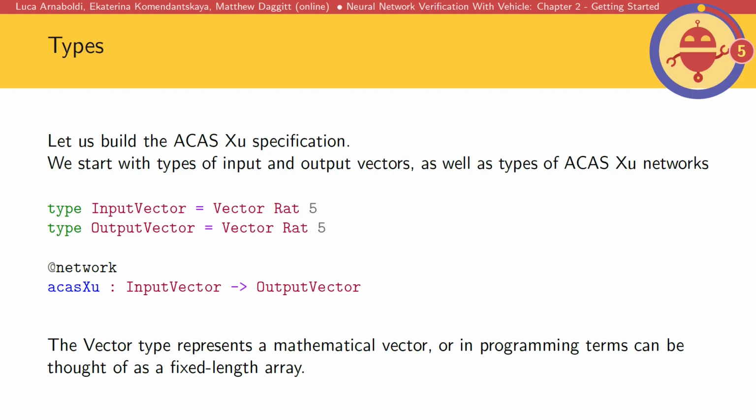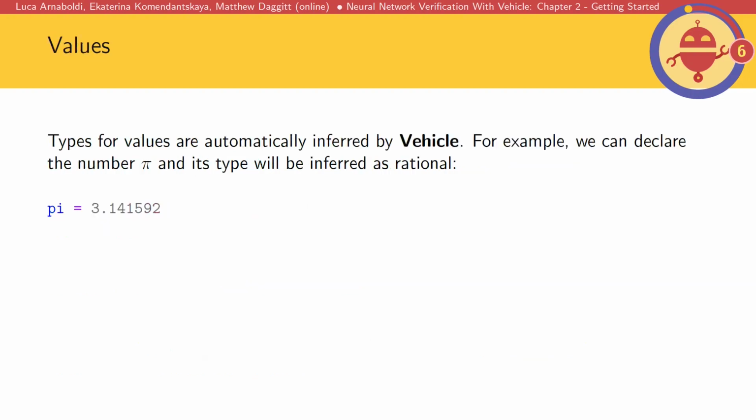But please ensure that the type is correct. The type checker will check that your network has the right type. You sometimes need to declare values, and types for values will be automatically inferred. For our example, because we have angles to intruder, etc., we'll sometimes need to refer to pi. So I'm just defining pi as normal, and Vehicle will infer the type.